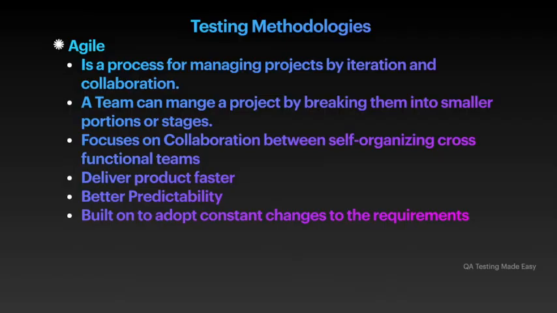Agile methodology is a process for managing projects by iteration and collaboration. What that means is a team can manage a project by breaking it into smaller stages. The end goal is to deliver what the client wants, or the defined requirements. Agile methodology focuses on collaboration between self-organizing cross-functional teams. That way, teams can deliver products faster with better predictability. Agile method is built to adapt to constant changes to the requirements.